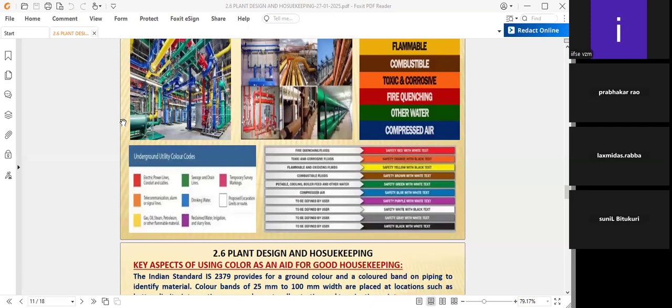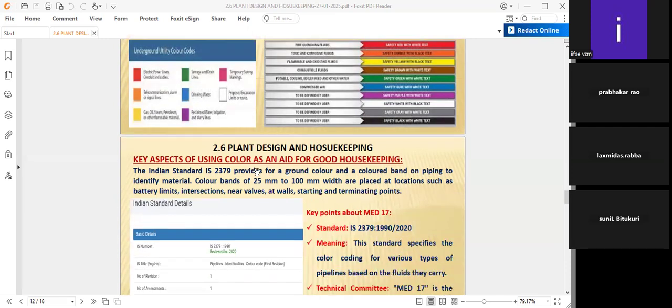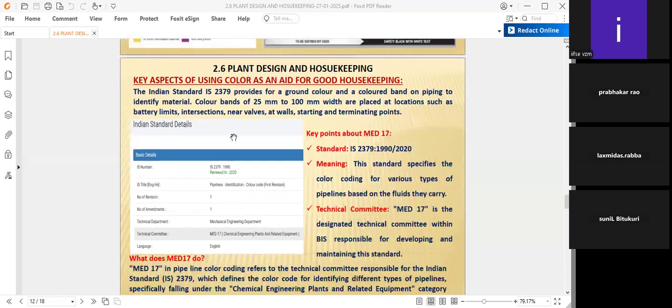You have to display this color code system on the notice board or display boards wherever the pipelines are. At the entrance of the organization, the policy and such things will be displayed, but inside the organization you have to display the color code system, so that easy identification is there. The standard here is IS 2379.